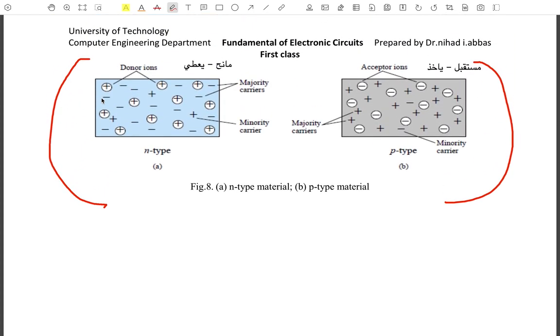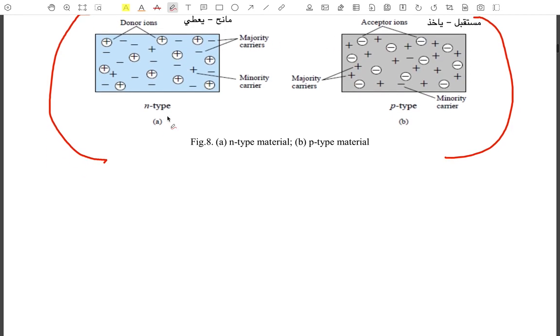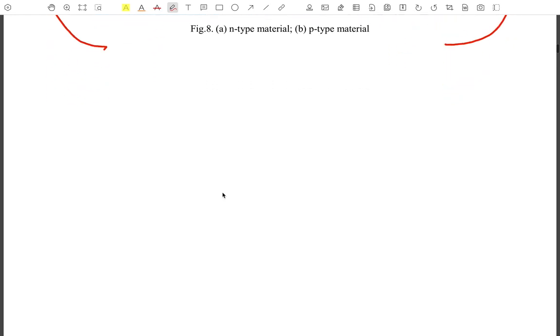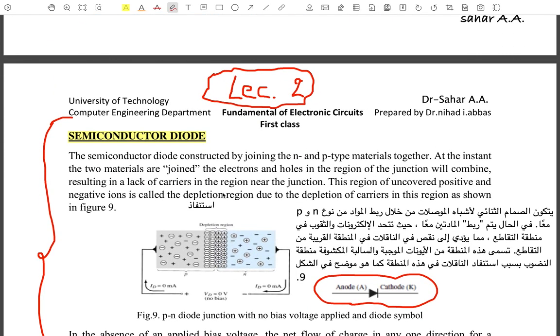As we mentioned in lecture 1, in the last page we have an N-type material and a P-type material. One is the acceptor and the other one is the donor. We will join these two materials to get a diode, a semiconductor diode. The diode is constructed by joining N-type and P-type material together.